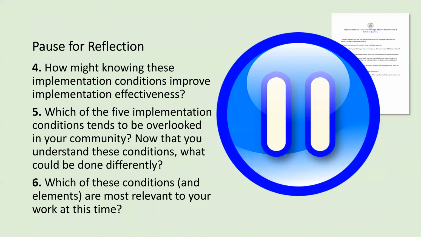So let's pause again for reflection. There are 3 more questions I'd like you to take some time to reflect on, either now or at the end of the recording. The first question is, how might knowing these implementation conditions improve implementation effectiveness? The next question, which of the 5 implementation conditions tend to be overlooked in your community? Now that you understand these conditions, what could be done differently? And 6, which of these conditions and the related elements are most relevant to your work at this time?